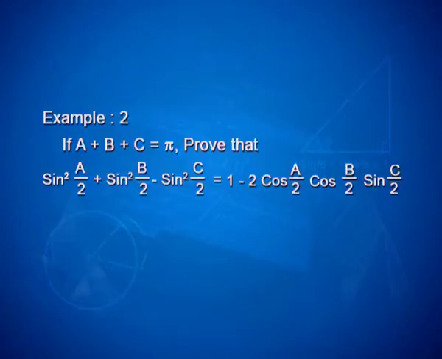Now, let us take up one more example. If a plus b plus c is equal to pi, prove that sin square a upon 2 plus sin square b upon 2 minus sin square c upon 2 is equal to 1 minus 2 cos a upon 2 cos b upon 2 into sin c upon 2.